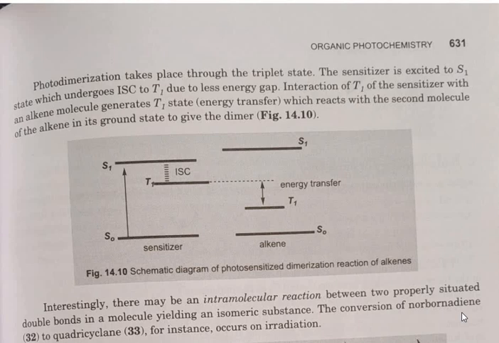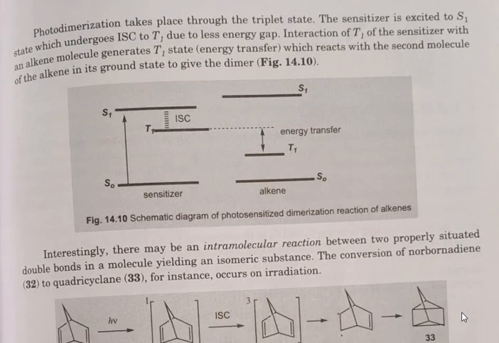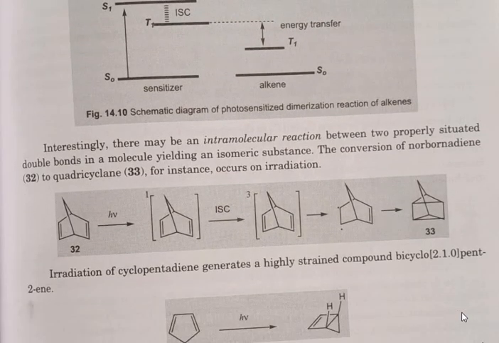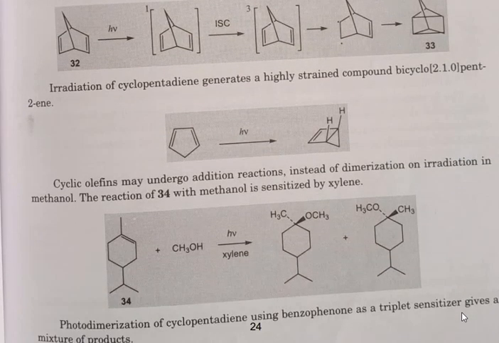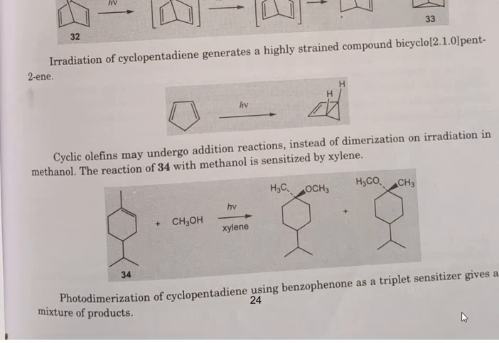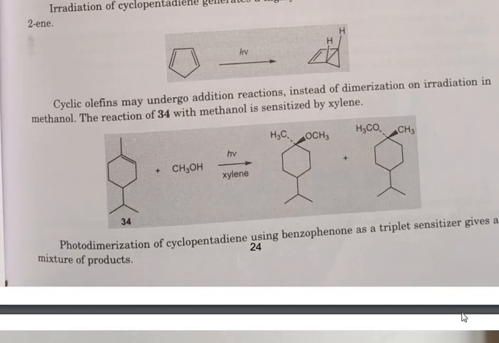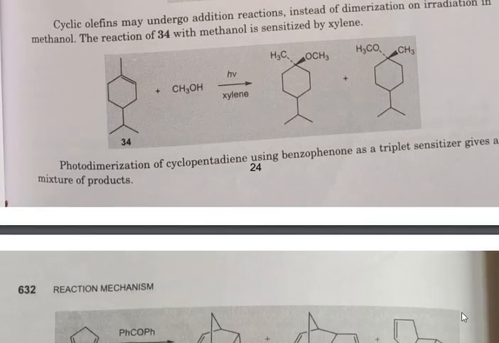So there are different energy levels of sensitizer and alkene. For example, here 32 undergoes light irradiation, singlet, intersystem crossing, triplet, and formation of radicals. You can see the formation of 33. In the same way, you can see cyclobutadiene undergoing irradiation. It gives the cyclized product, a 3-member ring and 4-member ring. In another example, you can see 34 undergo reaction with methanol, forming these two products in presence of xylene.